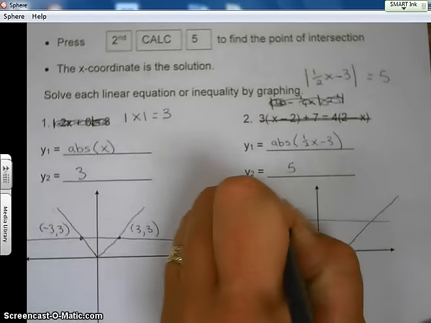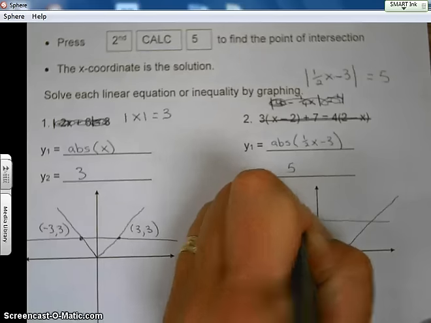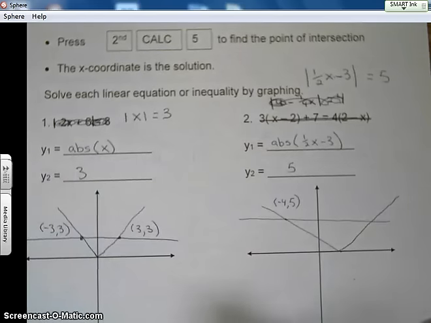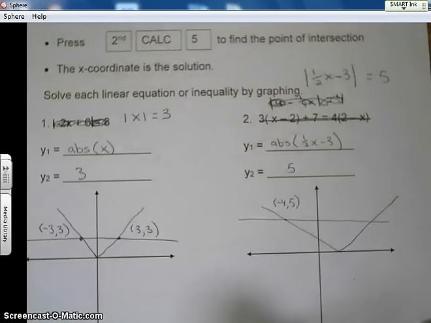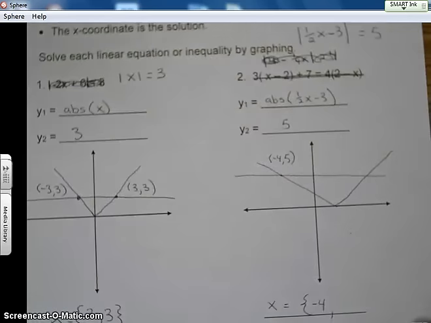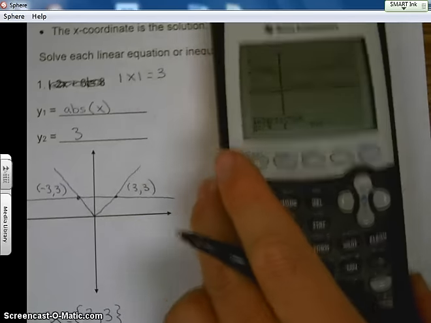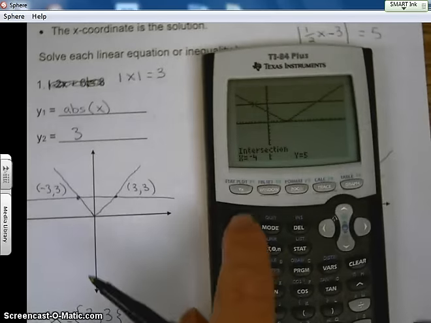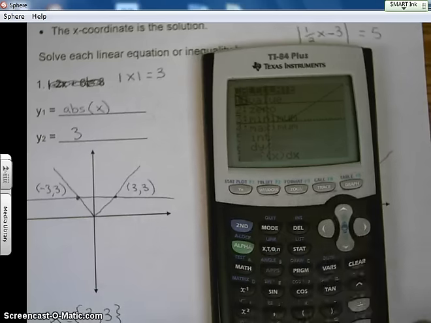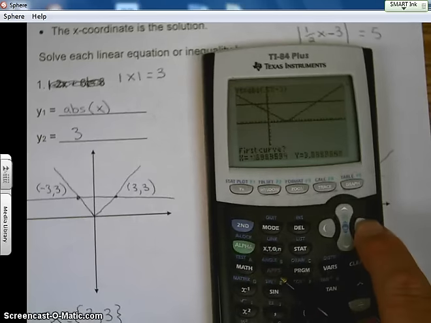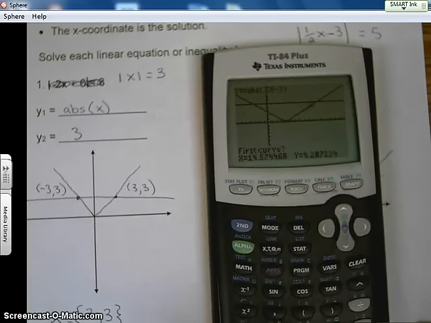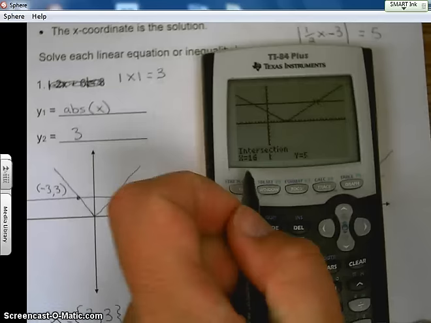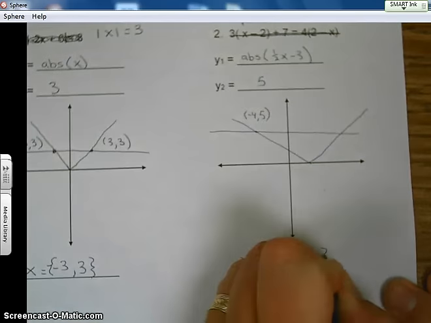So this was -4, 5. So we know one of our solutions is at -4. Okay. Finding the other one. Second calc, intersection, and then arrow over to the right. Okay, enter, enter, enter, and 16. 16 is the other solution.